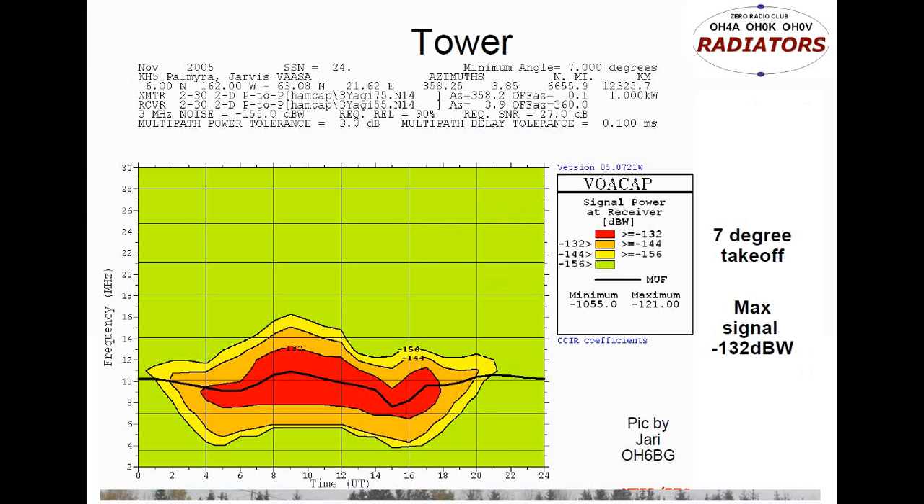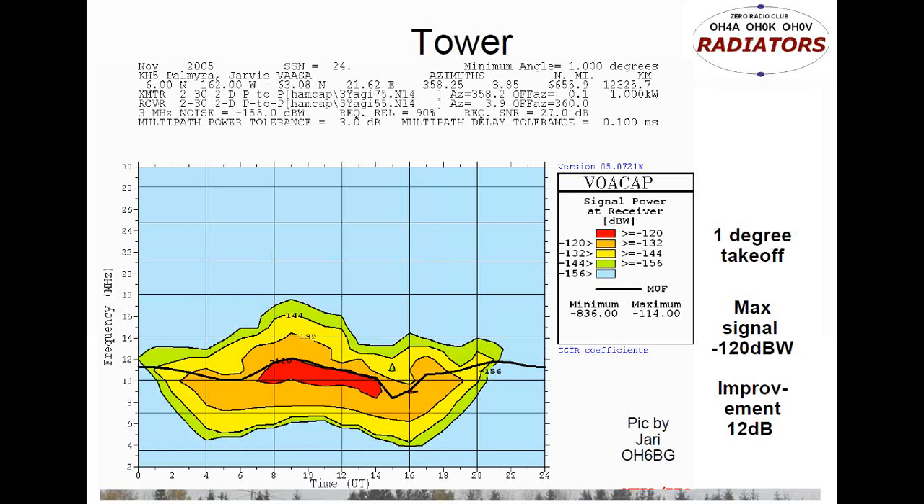But let's see now. If we take this kind of propagation forecast from the Finland, Vaasa area to KH5, with a system capable of 7 degrees, you are going to have a maximum signal of minus 132 dBW as per this, and a certain amount of propagation. Then by making a higher system, like going to 60 meters with this antenna, you can have a little bit longer propagation, but also a better signal, like minus 120 dBW, which means an improvement of 12 decibels.